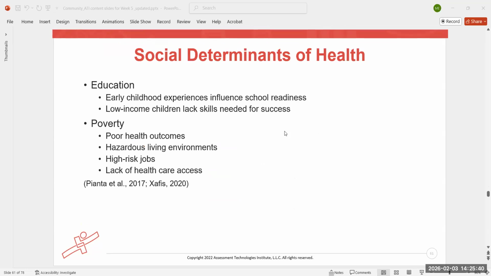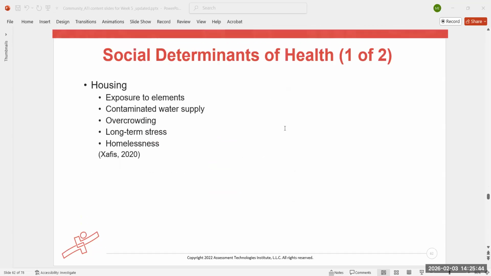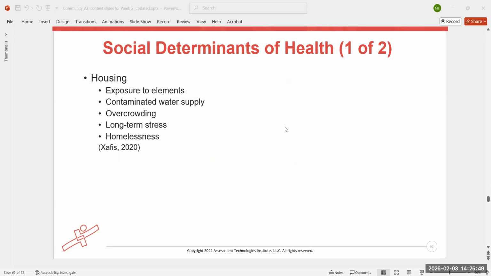This is going to reinforce the social determinants of health again, and you can just read them since we've talked about them. But again, make sure you're looking at them.